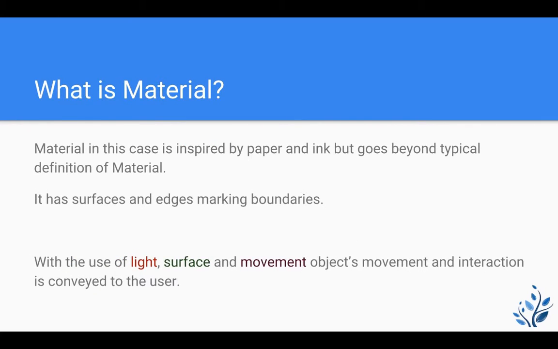What is material? Material is this new wonderful visual language provided by Google for designing great looking apps when it comes to mobile or web. Material has got the right mix of light, surface and movement.